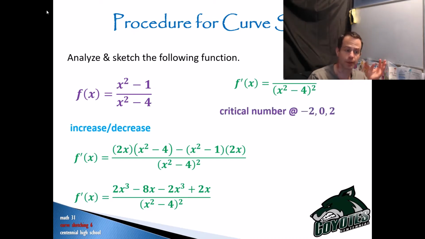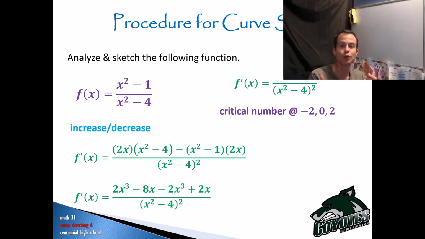Now, some of you may be out there listening to this saying, okay, but I should ignore negative 2 and 2 because it didn't exist in the original function. Now, you're right, it didn't exist in the original function. But the fact that it doesn't exist in the original function tells me it can't be a max or a min point. I still want to plot these guys on a number line because I still need to see whether I change from increasing to decreasing at that moment.